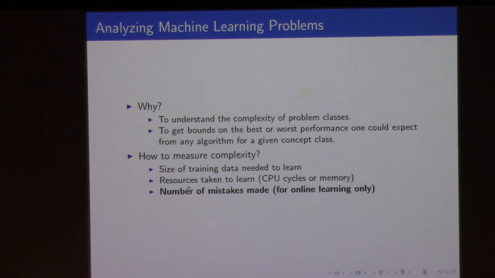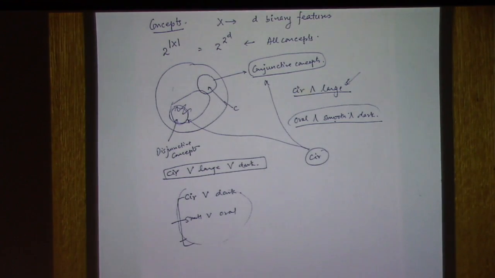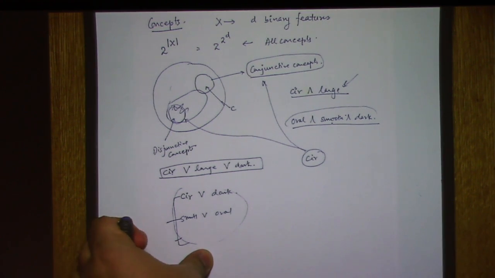The one could be how much resource you need, and one is how many mistakes you make. So today we are going to look at how many mistakes you make when you're doing your learning. To do that, we have to look at machine learning in a slightly different way, which is what we call online learning.